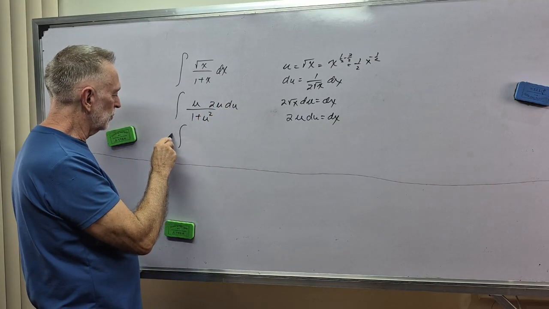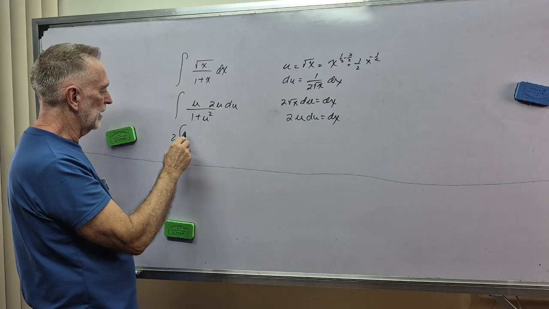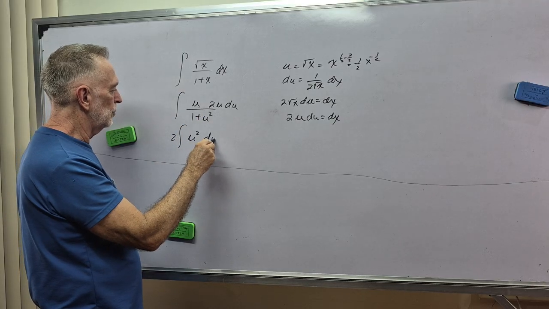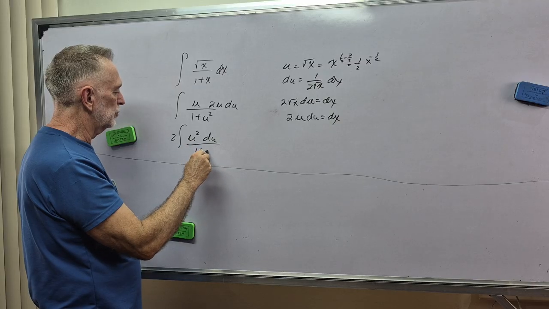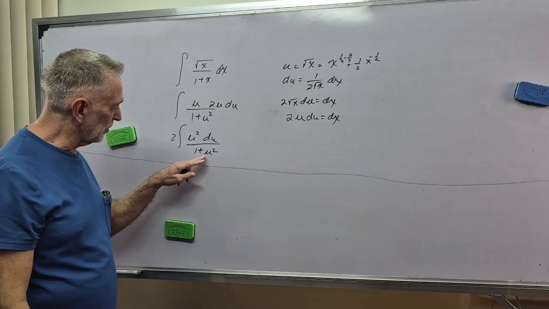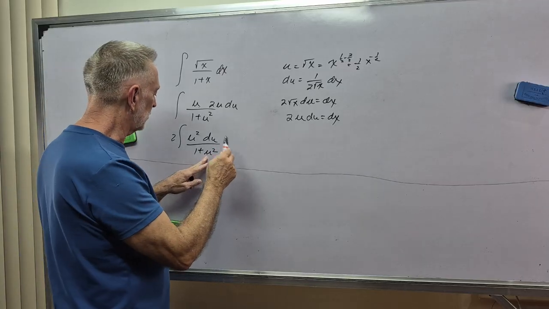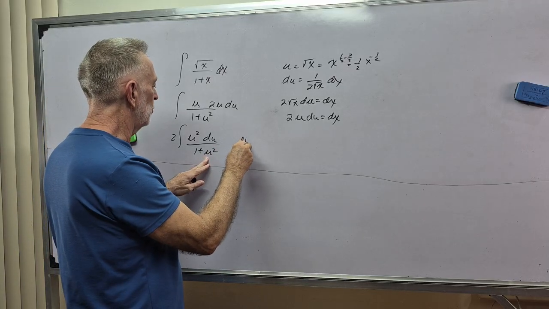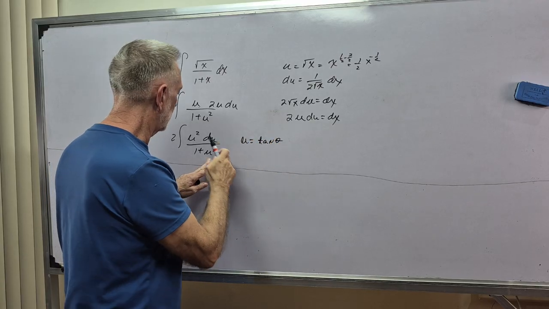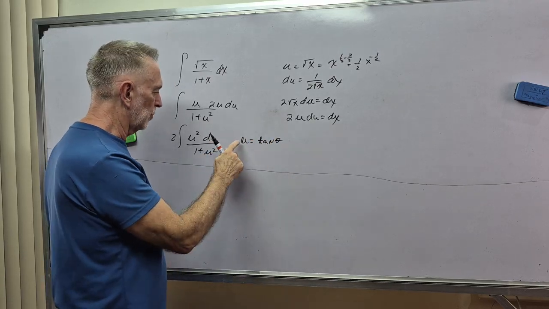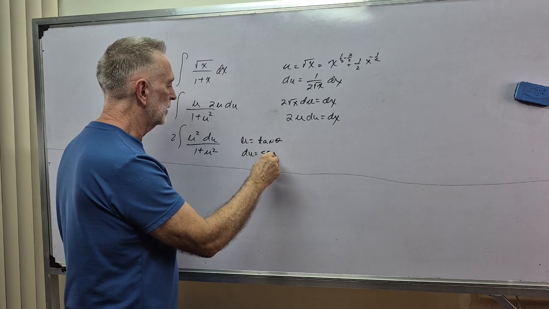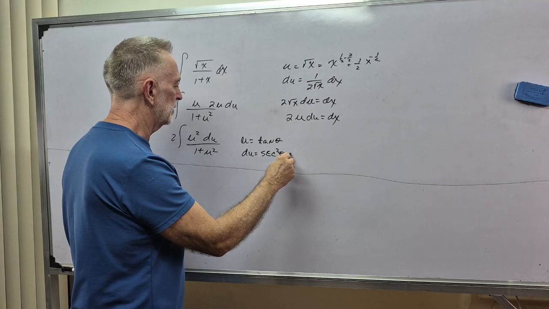So I have the integral. I'll take the 2 to the outside. U squared du over 1 plus u squared. Now this guy looks like a tangent, right? So let's let u equal tangent theta. So let's go from the u world to the theta world. Du then equals secant squared theta d theta.